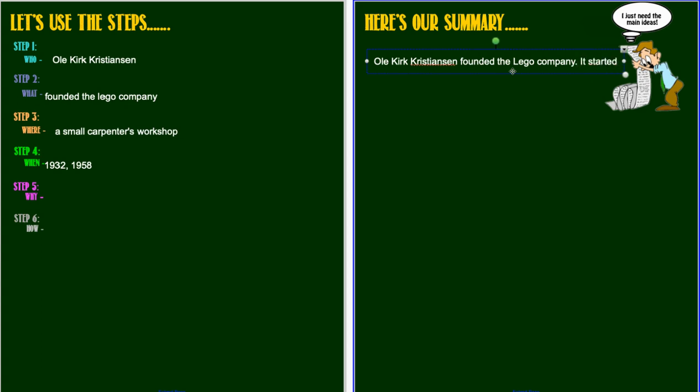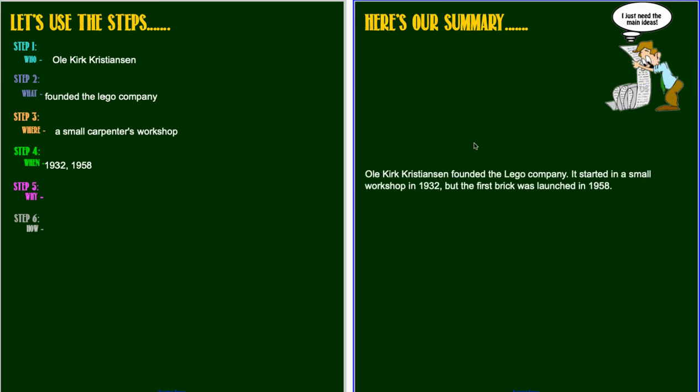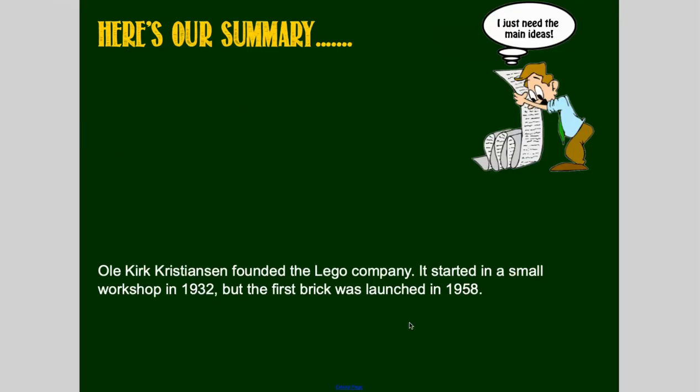It started in a small workshop. I can even take out carpenter's workshop in 1932. But the first brick was launched in 1958. This summary is very short, and that's okay. We don't need it to be any longer than that. I took information from the original text and I shortened it to just give the important information for what I need.